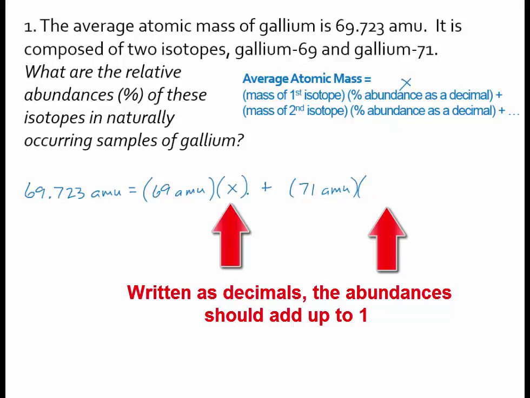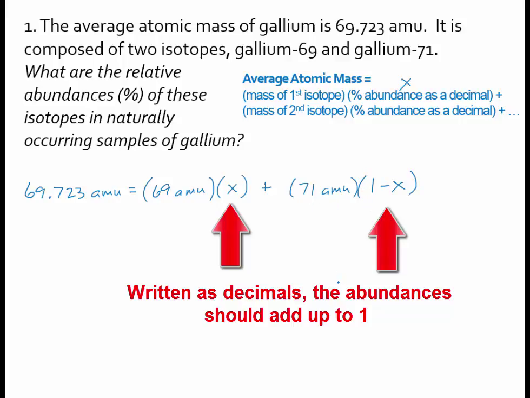So if my first percentage is x, my second percentage needs to be whatever's left. For example, if my first percentage was 75%, the second would have to be what's left. Well, that's 25%. And we write that as a decimal. If the first one was 75%, that would be 0.75, and the second one would be 0.25, whatever's left out of 1, or 100%. So in this case, my two abundances add up to 1. And so if the first one is x, the second percent abundance written as a decimal will be whatever's left, 1 minus x.